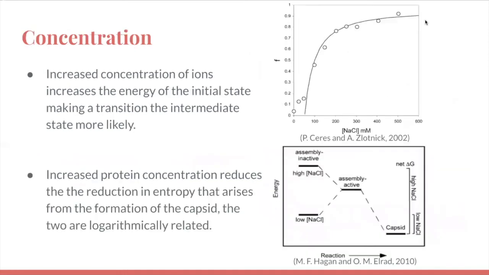The concentration of ions and of proteins needs to be considered as well. An increased concentration of ions increases the free energy of the initial state, making the intermediate state a more energetically favorable state. This is known as assembly active conformation. The concentration of the proteins has an entropic effect. At high concentrations of proteins, the entropic increase that arises from the formation of the capsid is smaller. As it's an entropic term, there is a logarithmic relation between the free energy and the protein concentration, as you can see in the top graph.